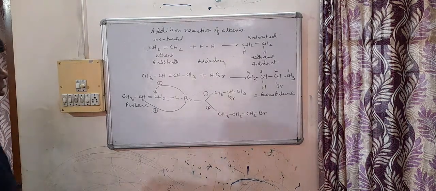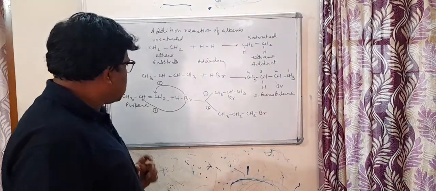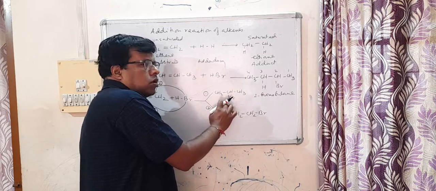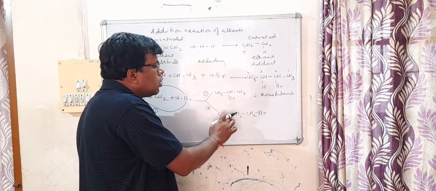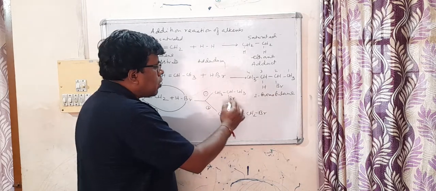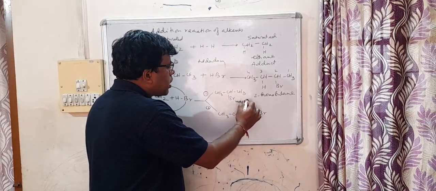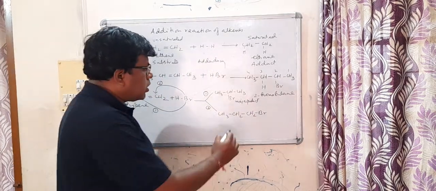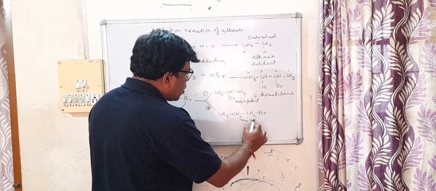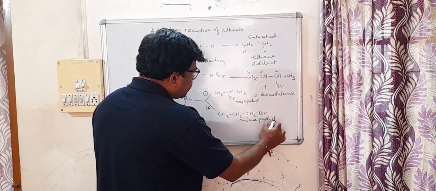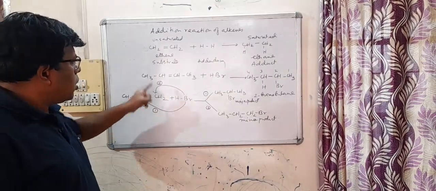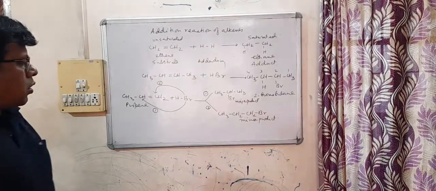Now, what is actually seen is that this one is formed, and this one is not formed actually. Or we can say, this one is formed in large amount. It is the major product, and a very small amount of this can be formed. This is the minor product. So this thing happens in case of unsymmetrical alkene. In case of symmetrical alkene, you can easily make it out. We get only one product.